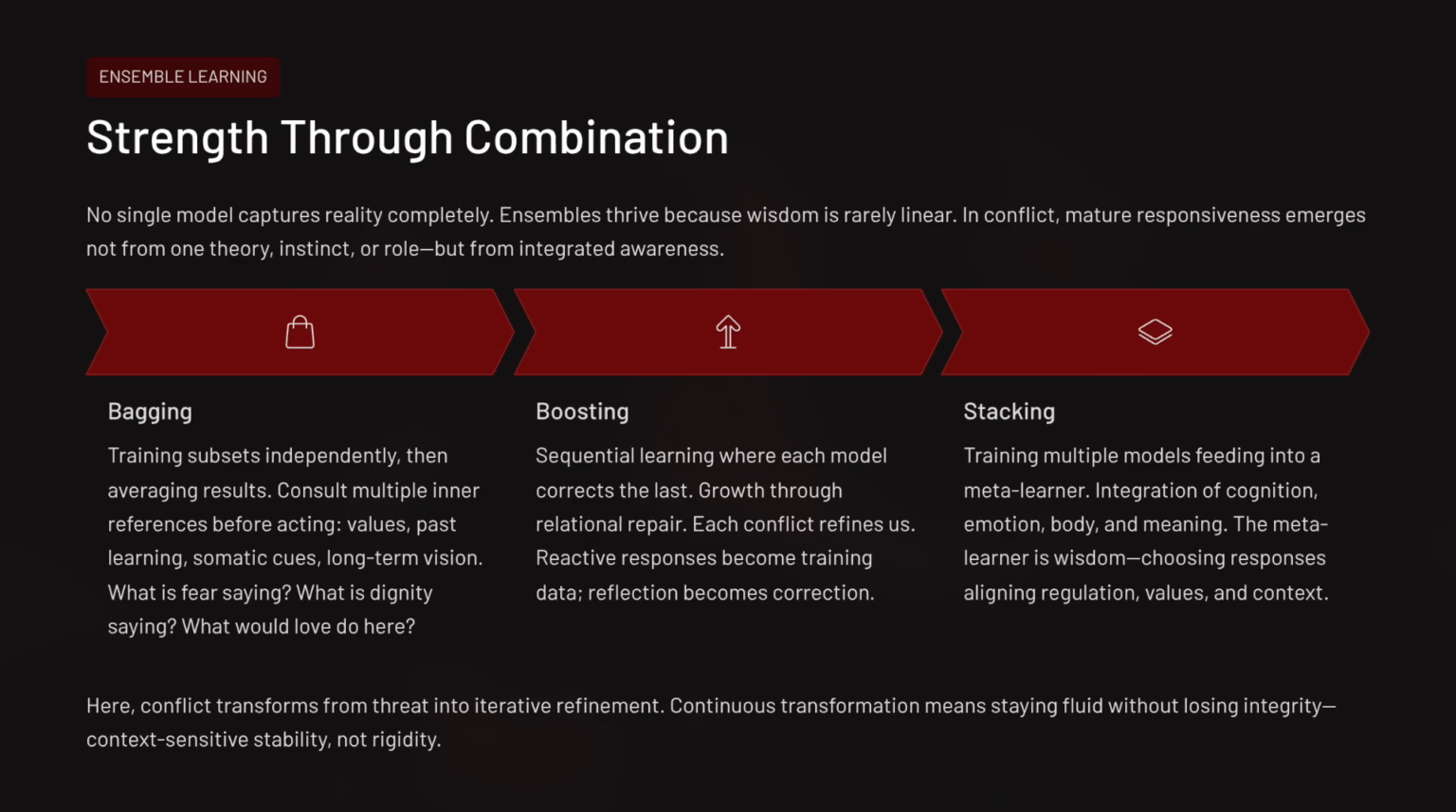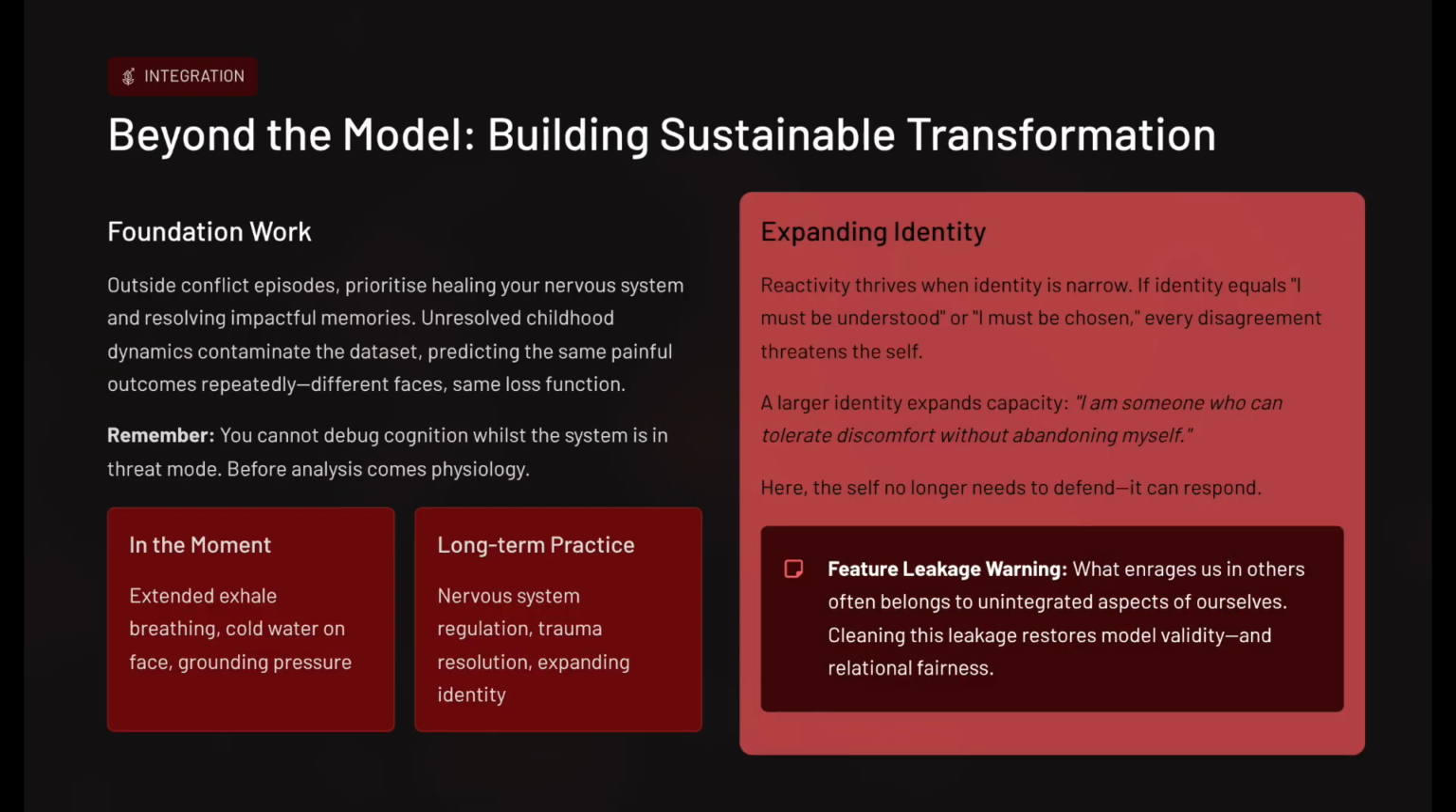Stacking trains multiple models and feeds them into a meta-learner. This is integration: cognition plus emotion plus body plus meaning. The meta-learner is wisdom, the capacity to choose a response that aligns regulation, values, and context. Here, conflict stops being a threat and becomes iterative refinement. Continuous transformation. In machine learning, model.transform adapts representations to context. In life, transformation means staying fluid without losing integrity.